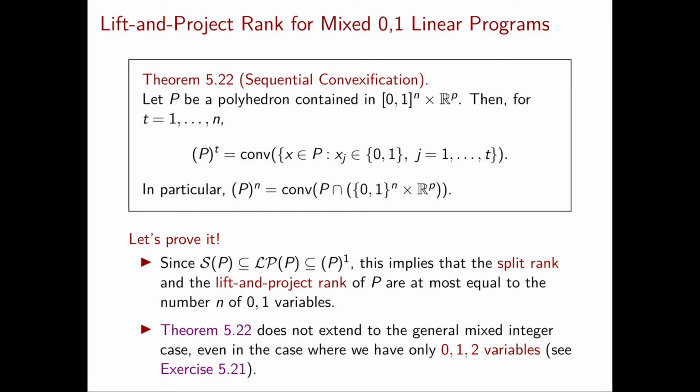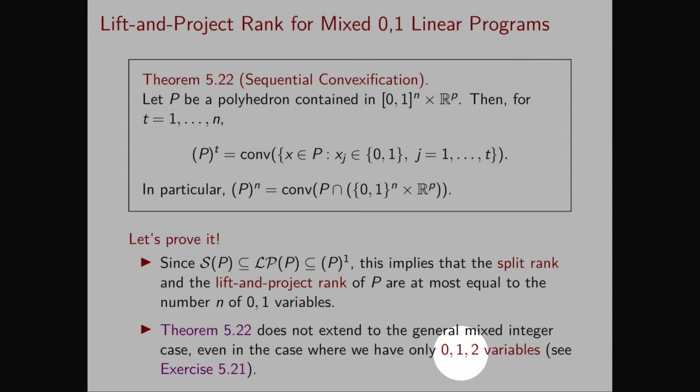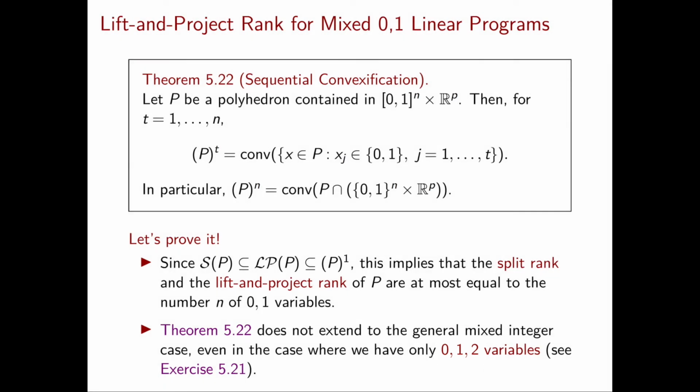An example that shows that sequential convexification no longer holds for 0, 1, 2 variables is the example that showed that split inequalities don't converge finitely to the mixed integer hull. In that case, if you remember, we had two discrete variables, x1 and x2, and one continuous variable y, and the discrete variables were between 0 and 2.